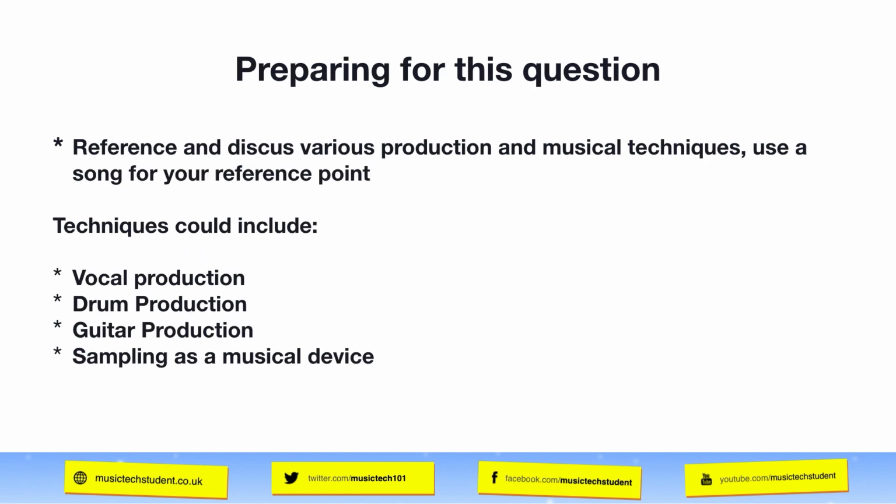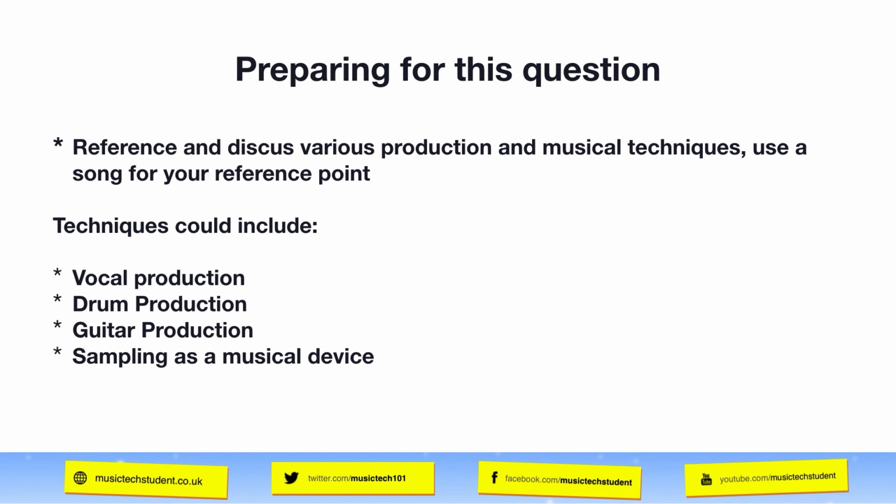So, preparing for this question, the first thing I would do is reference and discuss various production and musical techniques. So, use a song as a reference point. So, in your musical collection, find a song, listen to it, and I would definitely say listen to it with a peer, so you can actually say out loud to them what you're hearing, and they can say no, that's rubbish, or they can say yeah, actually I just heard that, and then they can do the same for you, and you can really build up your techniques together. And this could be a really good teamwork exercise. You work with a partner, you both listen to the same track at exactly the same time, you both make notes as you go along, so just bullet point out some notes and then you reference that back.